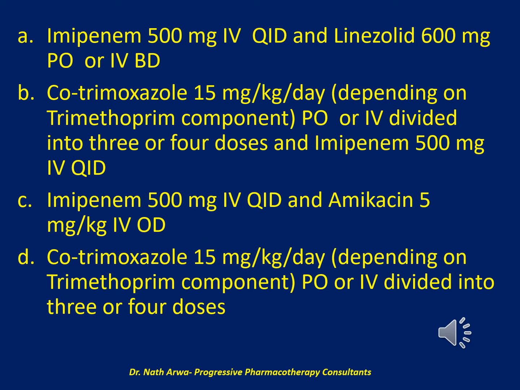Would it be A. Imipenem cilastatin 500 mg IV 4 times daily and linezolid 600 mg orally or IV twice daily, or B. Cotrimoxazole 15 mg per kilogram per day, dosed on the trimethoprim component, orally or IV divided into 3 or 4 doses, and imipenem cilastatin 500 mg IV 4 times daily, or C. Imipenem cilastatin 500 mg IV 4 times daily and amikacin 5 mg per kilogram IV once daily, or would it be D. Cotrimoxazole 15 mg per kilogram per day, dosed on the trimethoprim component, orally or IV divided into 3 or 4 doses? I will give you 10 seconds to choose the correct answer to this question from the listed options.